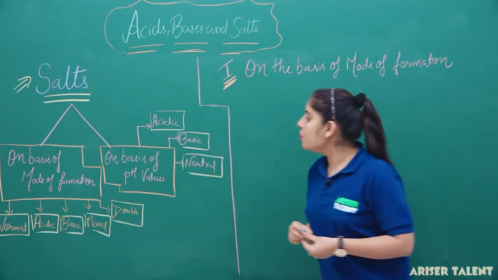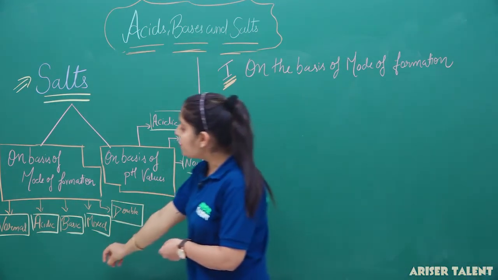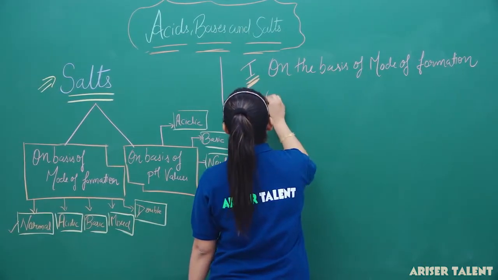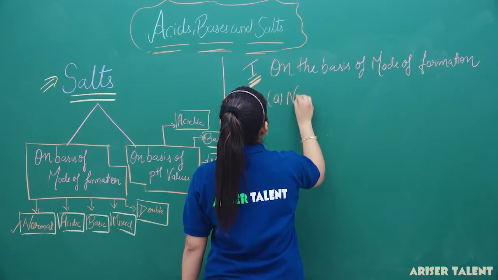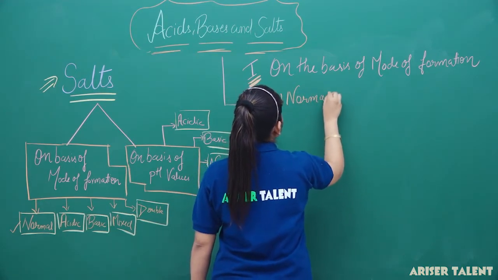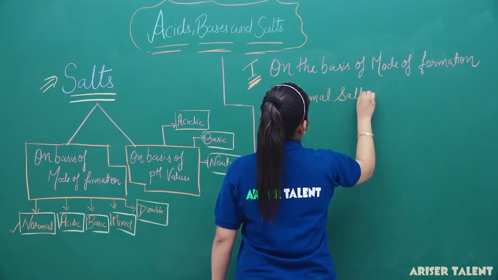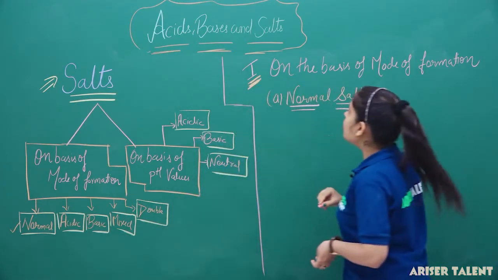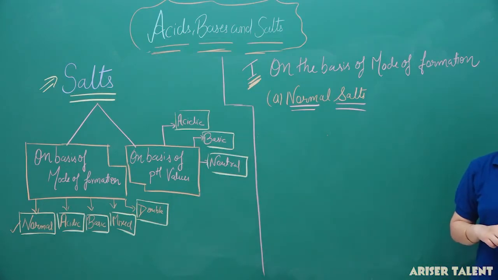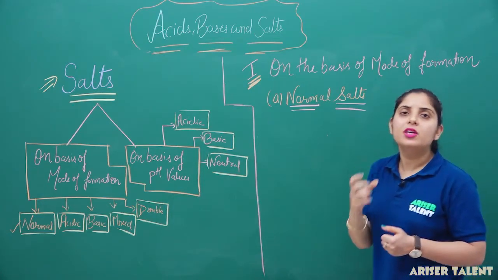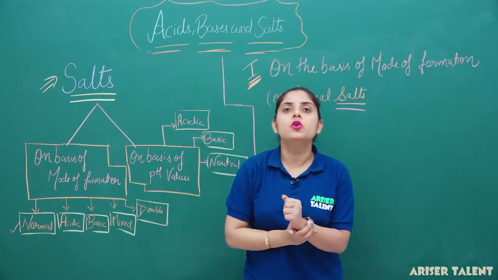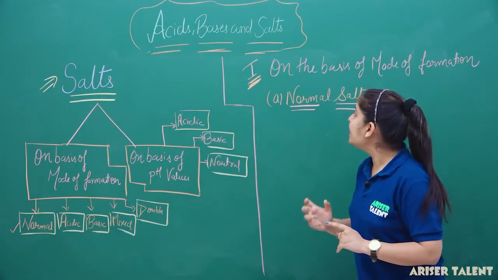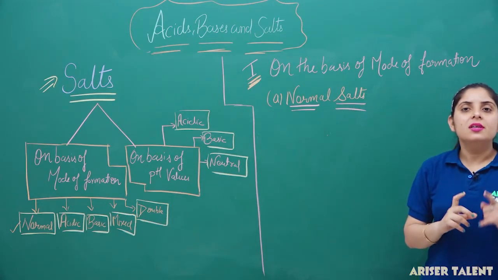So on the basis of the mode of formation, we are dealing with our first category, that is the normal salts. Normal salts are those salts which are formed by the complete ionization of the H plus ions in their solution. If there is complete ionization of the H plus ion, we can say that these are the normal salts. What are salts?